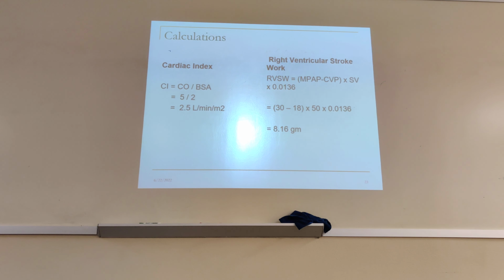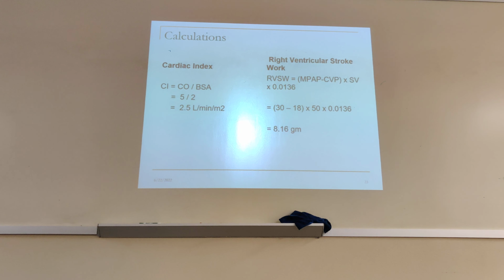I can calculate my cardiac index. I just take my cardiac output of 5 and divide it by 2. That would be 2.5 liters per minute per meter squared. So that's a normal cardiac index. Normal cardiac index is 2 to 4.